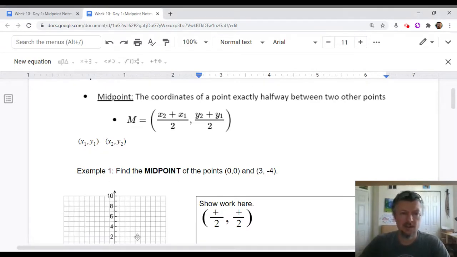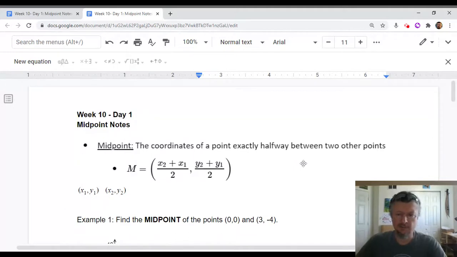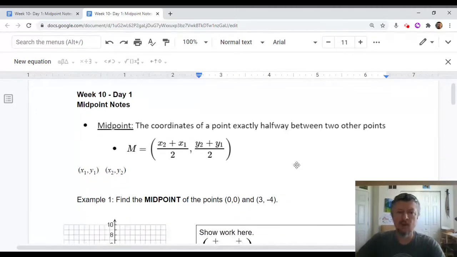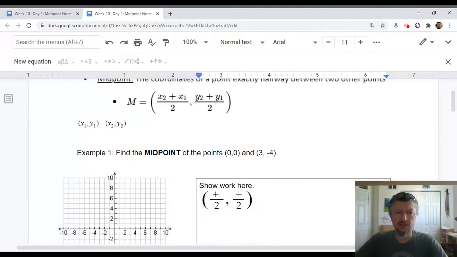So let's get started. What we're doing today is midpoint. You may have done this before, so we're going to do it again. Okay, so the first thing we're going to do is look at the formula.